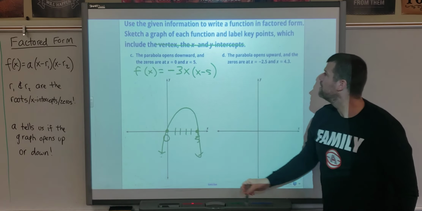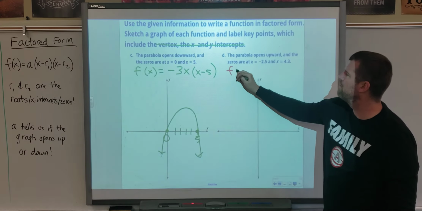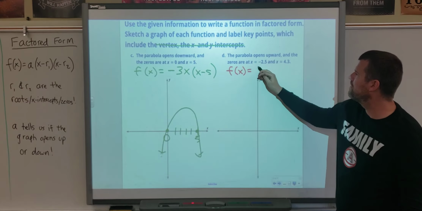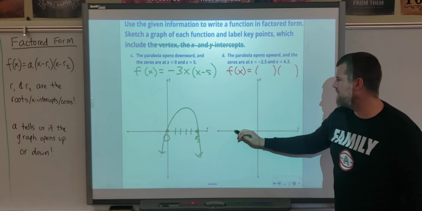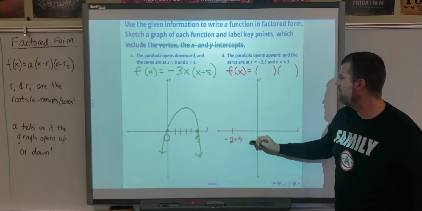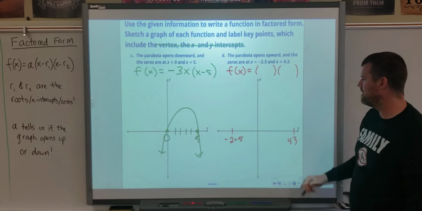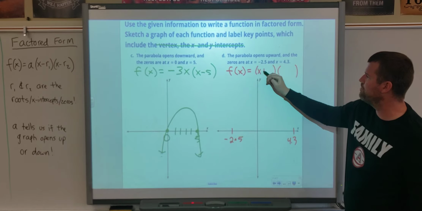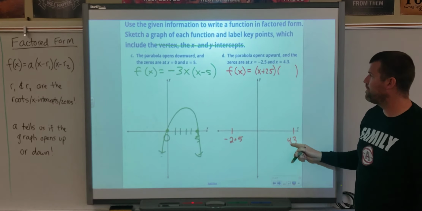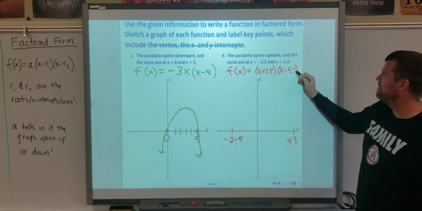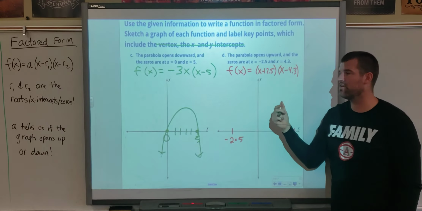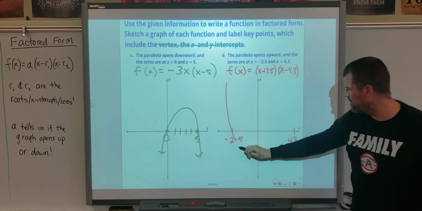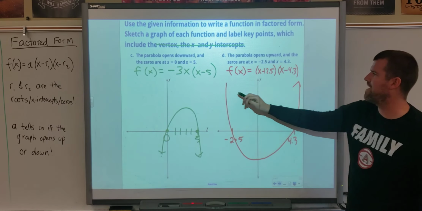On this next example, we want it to open up. So if I want it to open up, I need to have a positive a, which I'm just going to leave as 1. And then if I want my intercepts to be at negative 2.5 and positive 4.3, I need to make sure that my factor is the opposite. So for negative 2.5, I'm going to put x plus 2.5. And for positive 4.3, I'll do x minus 4.3. So this function will give us a graph with these x-intercepts. And because the a is positive, it will open up. So it'll look something kind of like that.